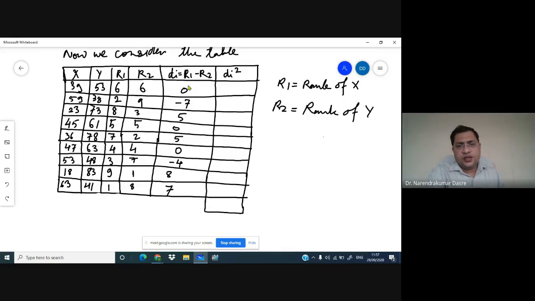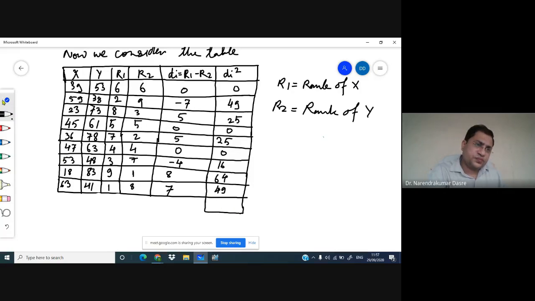square of these differences. So here we have 0. This is going to be 49. This is 25. This is 0. This is going to be 25. This is 0. This is 16. So here we have 64. This is going to be 49. And now give me what this value is. Calculate this value. What is this value going to be?